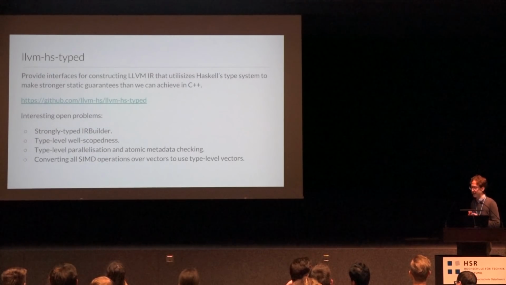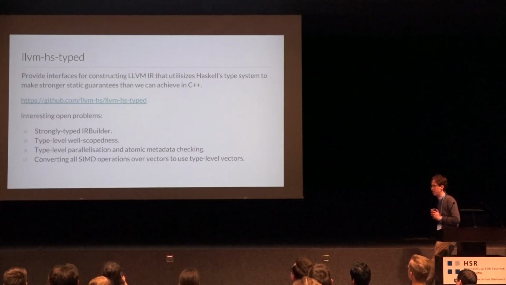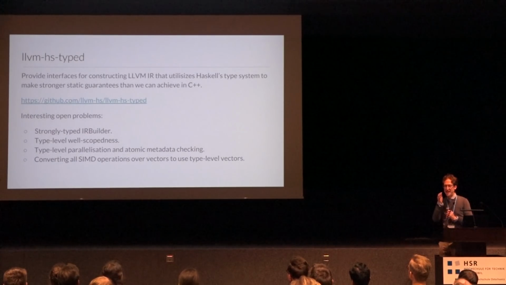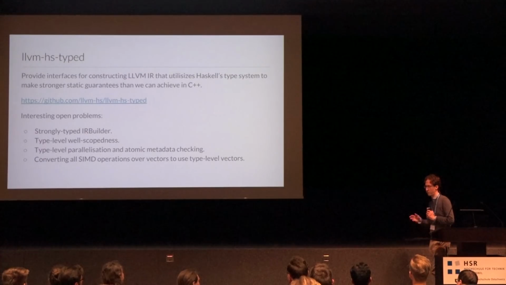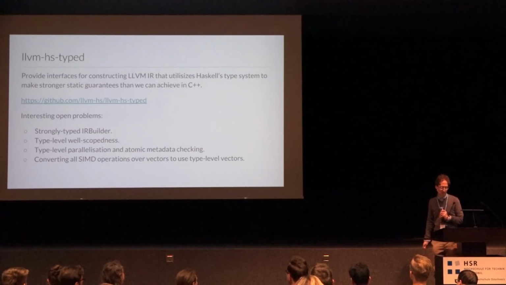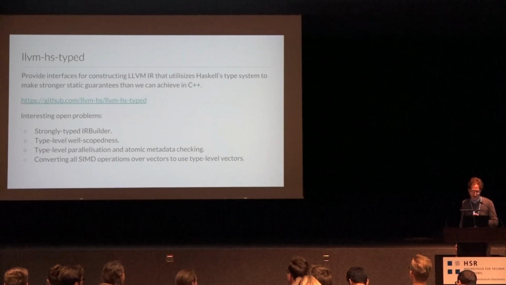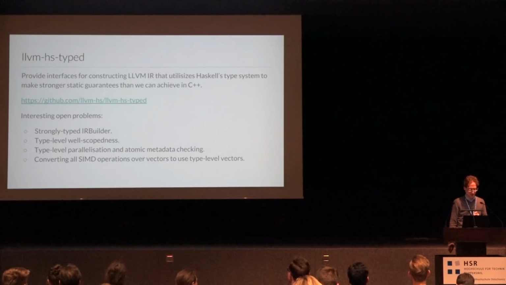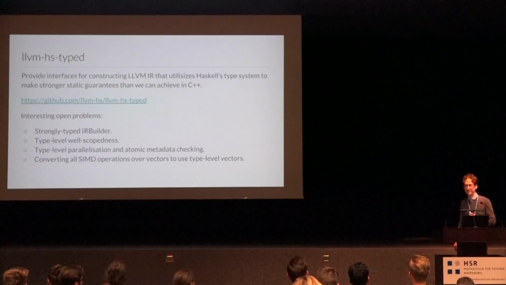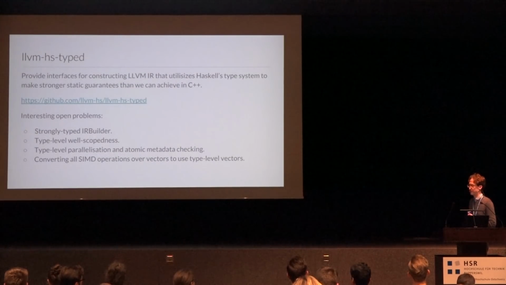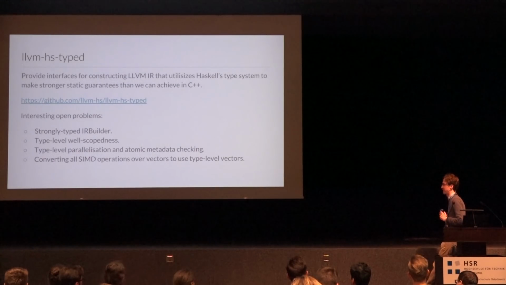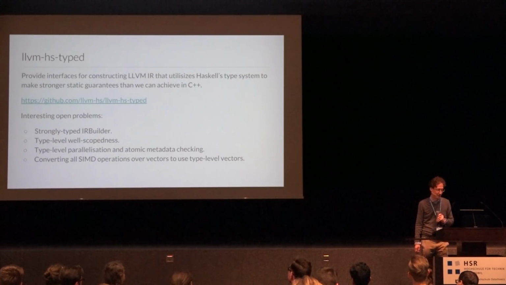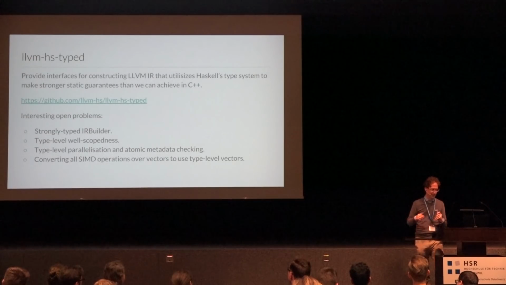So llvm-hs-typed is an open project we have. Like I said, I hacked on it last year at ZuriHack with Joachim, and it's a really compelling interface. I haven't touched it a whole lot since ZuriHack last year, but we definitely have ambitions to guarantee a lot stronger guarantees about IR construction than we can do in C++, and Haskell's the perfect medium by which we can explore what the right interface is for that. So if you're keen on hacking on that, I'm going to be working on that at ZuriHack again this year.